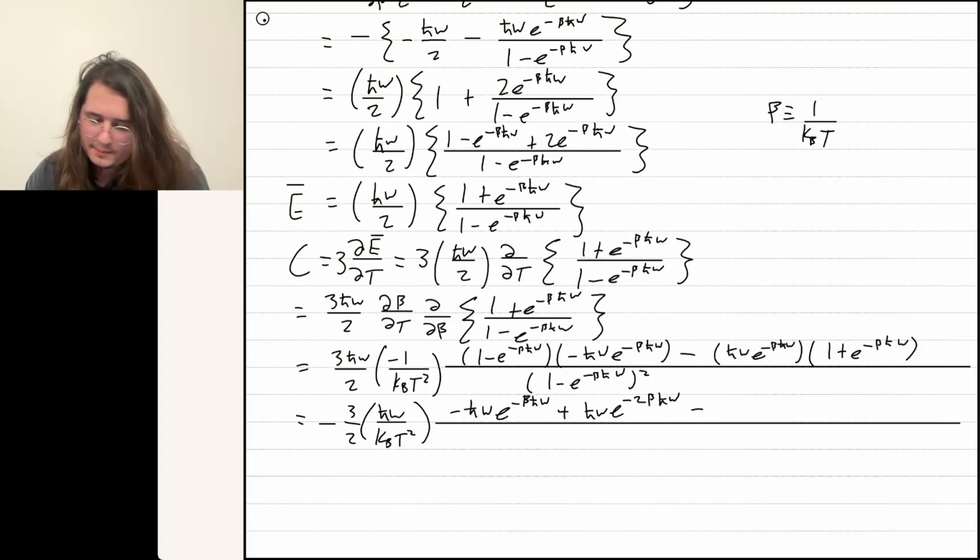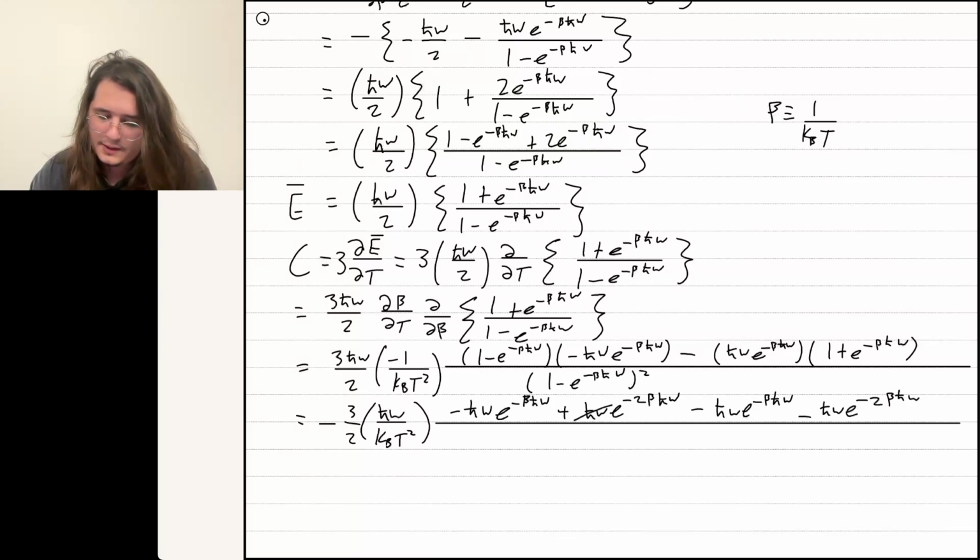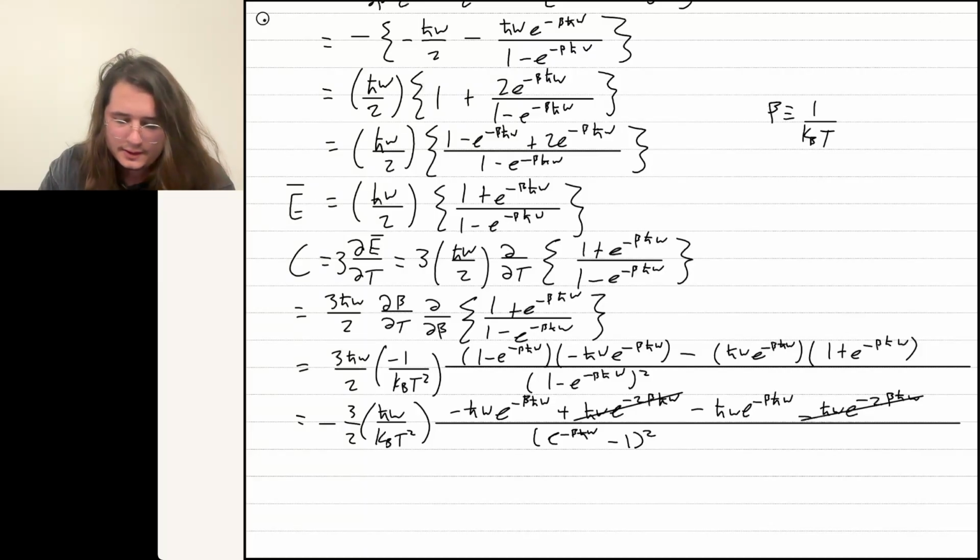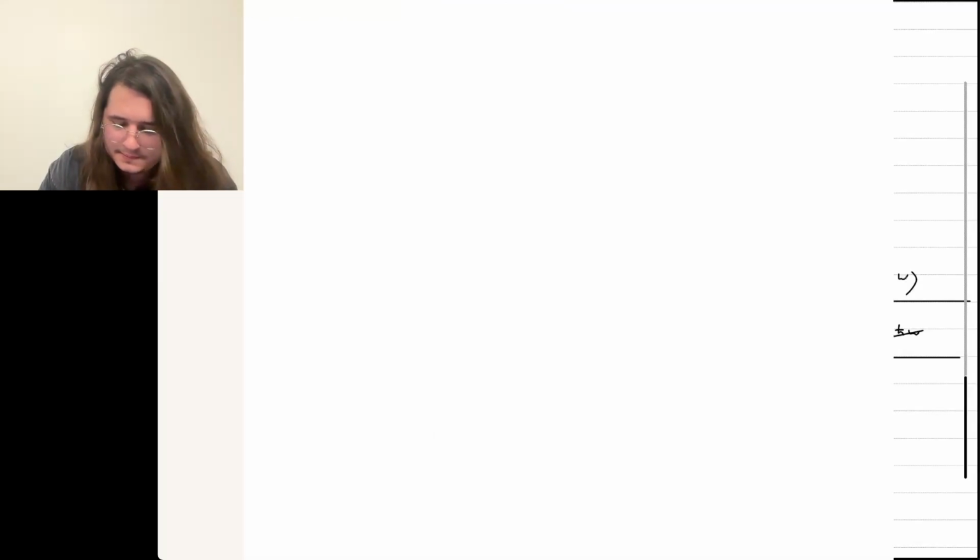Similarly over here we've got minus h bar omega e to the minus beta h bar omega minus h bar omega e to the minus 2 beta h bar omega. This term cancels out this term. That's pretty cool. And inside the square, I'm just going to change the order of the subtraction just because I can. It's totally how squaring works. It doesn't matter because the square of minus 1 is still 1 last time I checked.